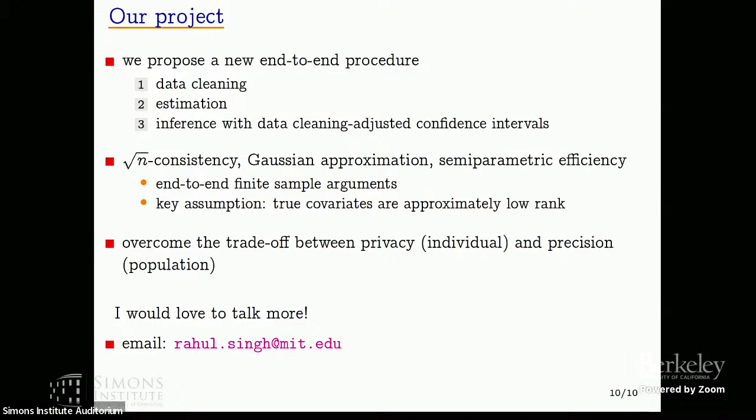And our key assumption is that the true covariates are approximately low rank. In doing so, we try to overcome the trade-off between privacy and precision, where we think about privacy as being at the individual level and precision as being at the population level. If you believe our conditions, then indeed we have.